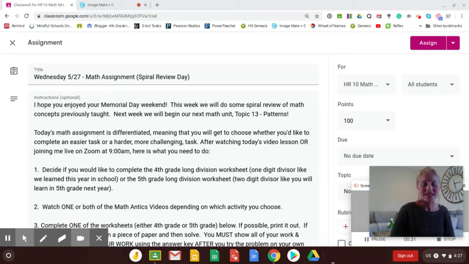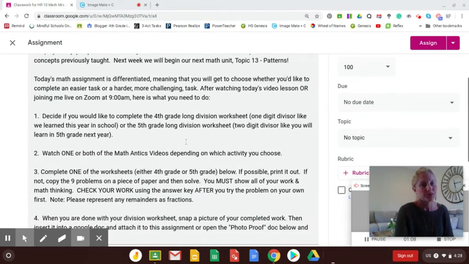Today's math assignment is unique in that it's differentiated. That means that you're going to get to choose whether you want to complete an easier task, which is based on fourth grade math standards, which would be long division that we've already learned how to do in fourth grade. Or if you want to challenge yourself, you can pick a fifth grade math worksheet, which involves doing long division as well, but with a 2-digit divisor. So after watching this video, you can get a better sense for which one you would like to try.